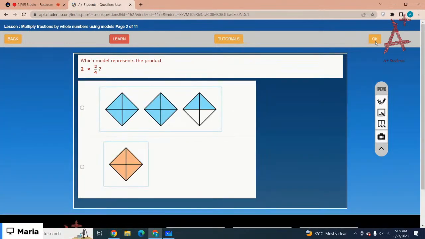Okay, the next one is 2 times 2 over 4. So which is the correct option, 1 or 2? Yes, that would be the second one. 2 times 2 is 4. That means the shape has 4 portions and all the 4 are colored. So that would be the second option.